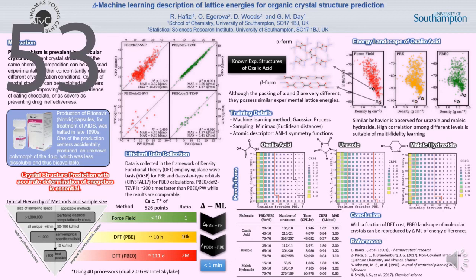Here we start by minimizing the cost of data collection, and then we train a machine learning model on the difference of 3 levels of theory. Finally, we showed that the whole high-level landscape can be reproduced with a fraction of the original cost, which actually goes to the data collection part. I'm looking forward to discussing these ideas with you during the poster session.